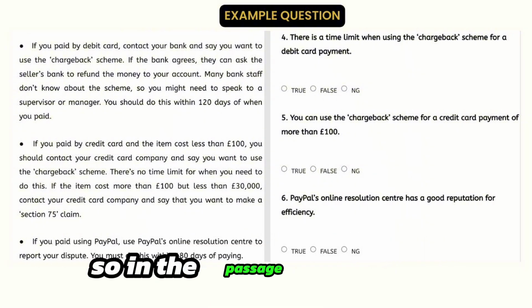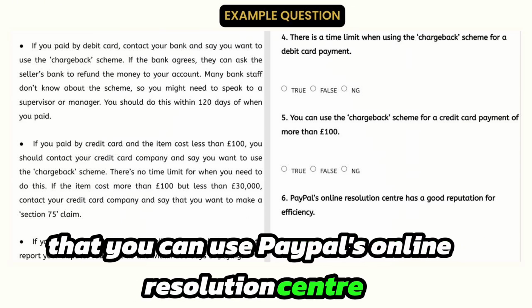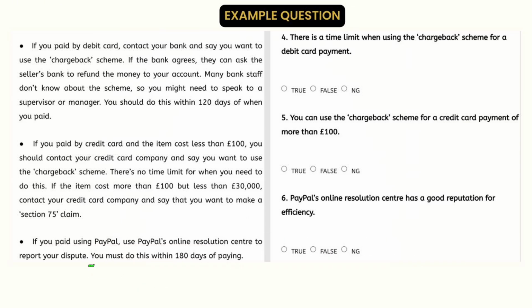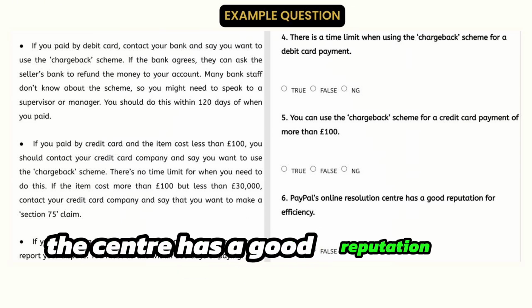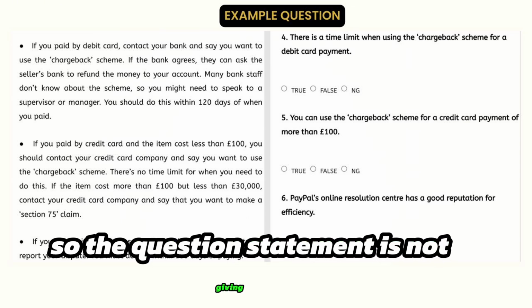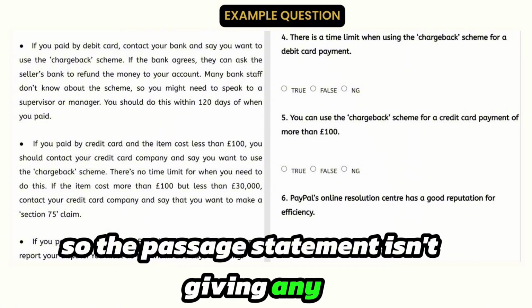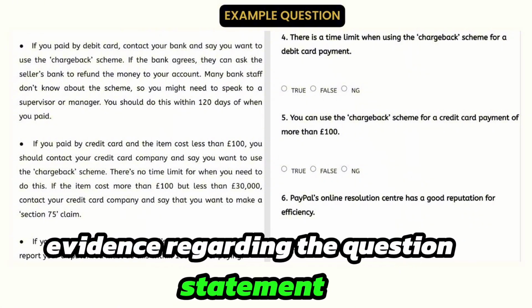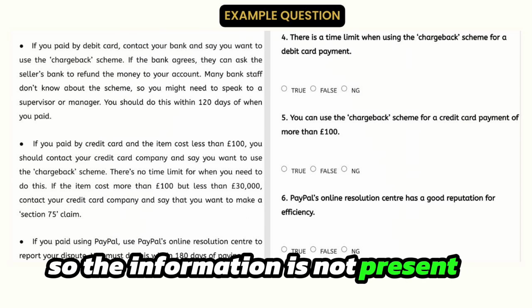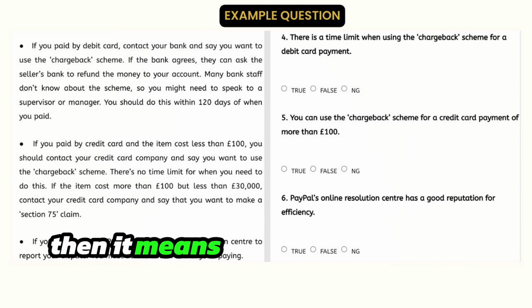So in the passage, it states that you can use PayPal's Online Resolution Center for reporting a dispute. And in the question statement, it says that the center has a good reputation for efficiency. The passage isn't giving any evidence regarding the question statement, so the information is not present. There is no such information to contradict or to confirm. Then it means the sixth question is not given.